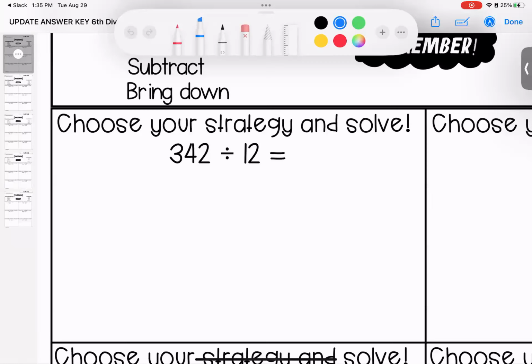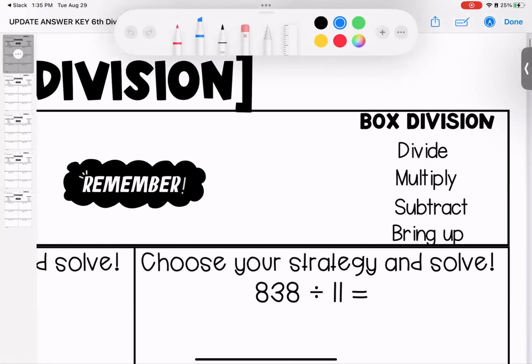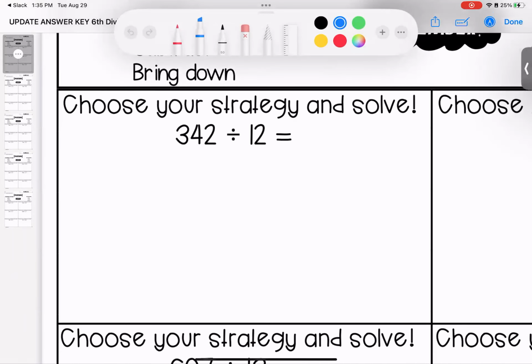Now, those of you that were with me last year, we really focused on what it's going to look like if we use the traditional formula where we divide, multiply, subtract, bring down, repeat, and find a remainder. We looked at what this is going to look like if I'm doing the box division. For our purposes today, we're not going to get that involved in the actual problem. I will do the first page in traditional. I will do the second page in box. After that, I'm going to go over the answers.